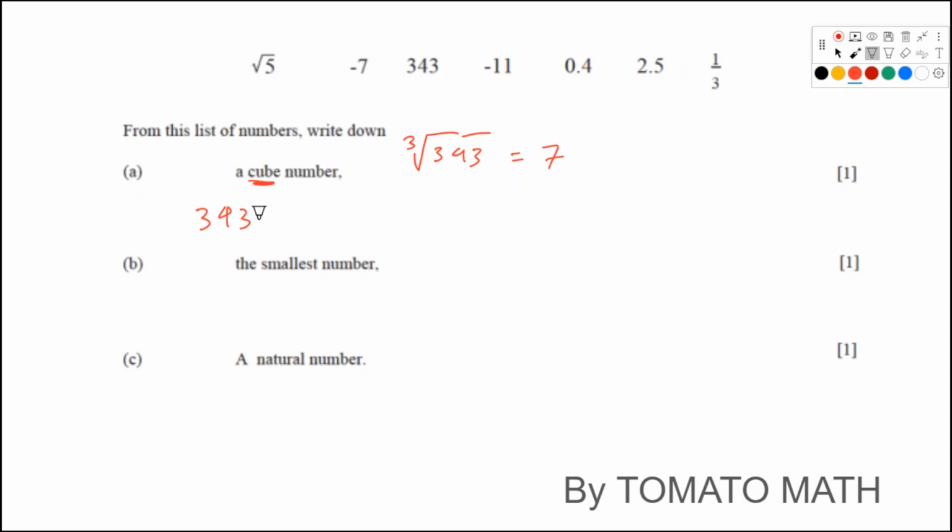Now you can input all of these values and you will not get a perfect number. So 343 is a cube number.